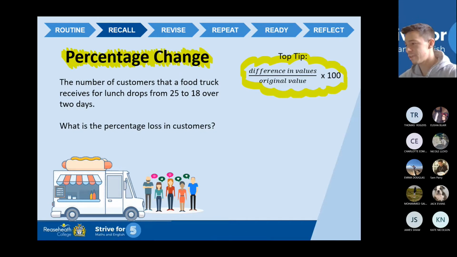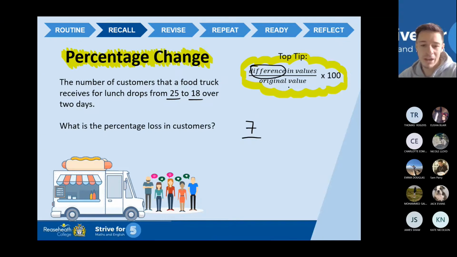The number of customers that a food truck receives for lunch drops from 25 to 18 over 2 days. What is the percentage loss in customers? So the difference between these two numbers. What is the difference between 25 and 18? Well, 25 take away 18 is 7. So that is my difference.